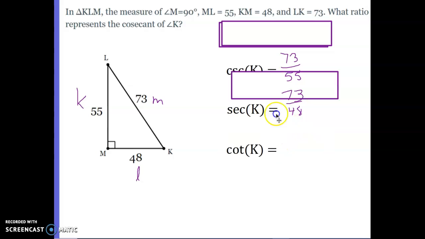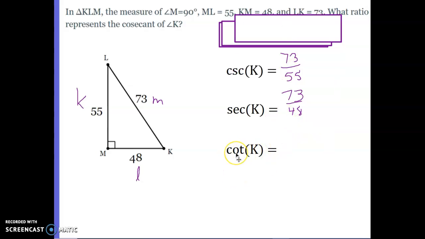All right, the last one, you probably already guessed, is going to be cotangent. So cotangent is the reciprocal of tangent. Tangent is opposite over adjacent. So therefore, cotangent will be adjacent over opposite. So looking at angle K, adjacent is here. So let's put that. Adjacent is 48. And opposite is 55. 48 over 55. And that one does not simplify either. Okay, so that's cosecant, secant, and cotangent.